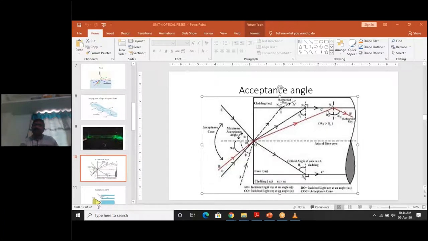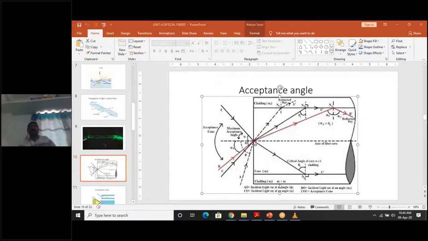It produces an angle of incidence more than the critical angle here. So this is the normal, this is the incident light ray, and this is the angle of incidence. So this angle of incidence is greater than what angle? The critical angle, so that this light ray undergoes total internal reflection. So it is very, very clear.